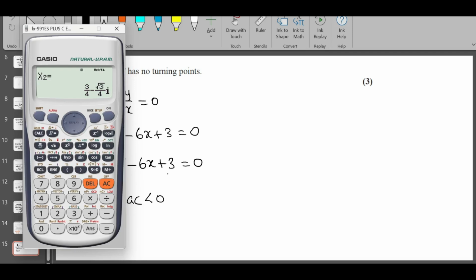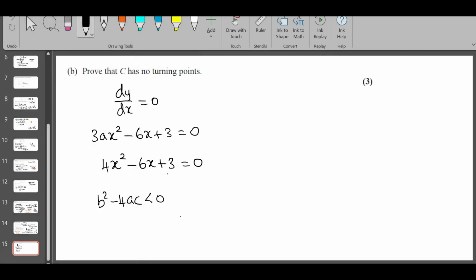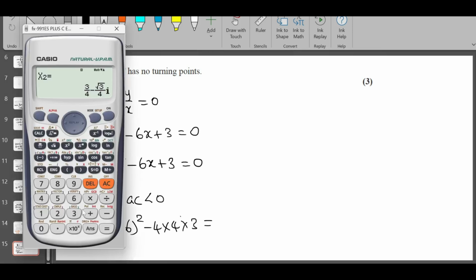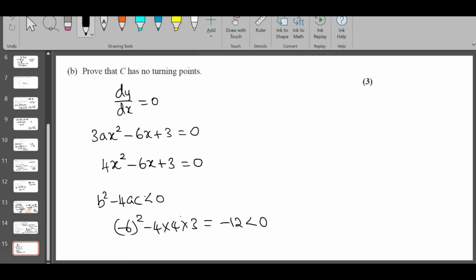The proper way to prove that is, we need to prove that the b square minus 4ac, the discriminant, is a negative number. So b square minus 4ac is 36 minus 4 times 4 times 3. So negative 12, less than 0, therefore no turning points. That's how you prove it.